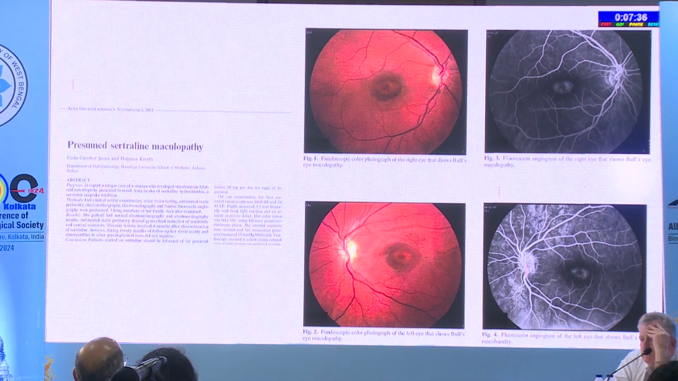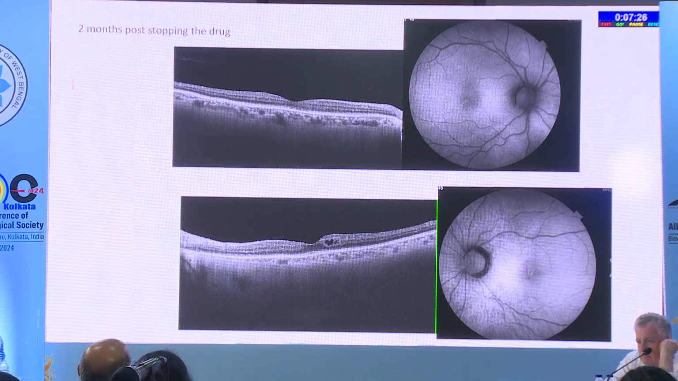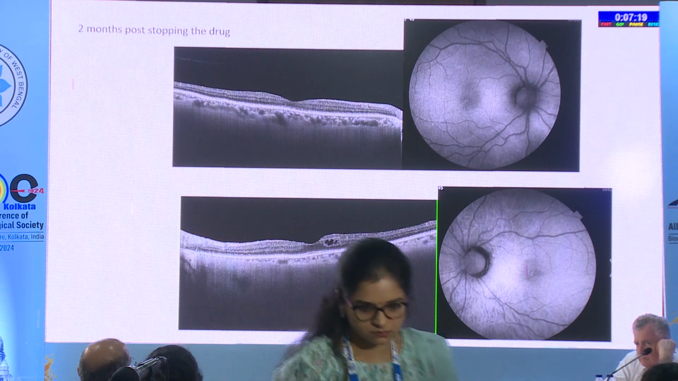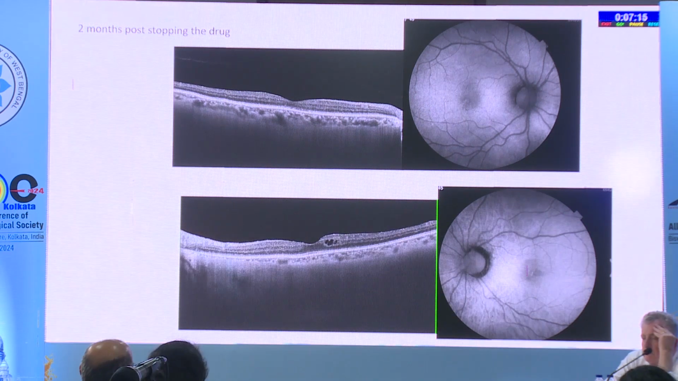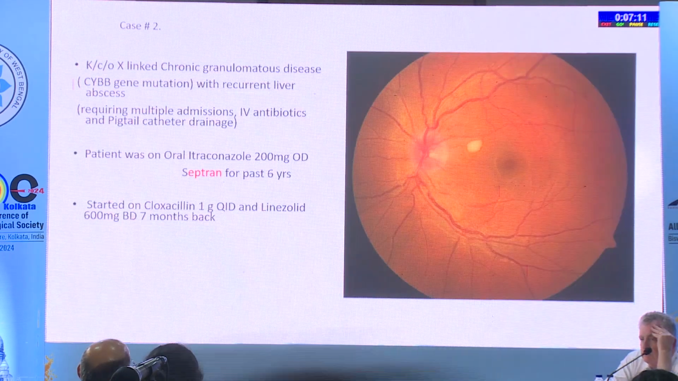She was actually on sertraline therapy, and when we looked at the literature, sertraline is known to cause some kind of maculopathy. So for her, we did electrophysiology. It did show changes. We just stopped the drug, and this is 2 months after stopping the drug, the edema or whatever it was responded. So this is published in AGO.